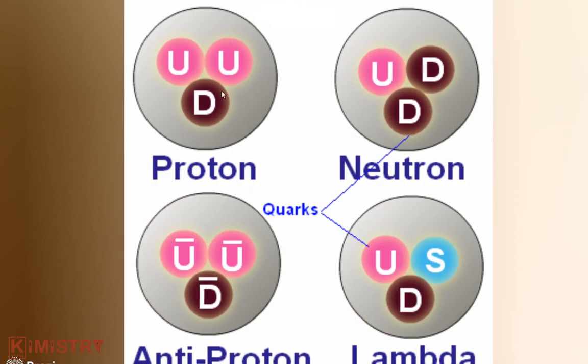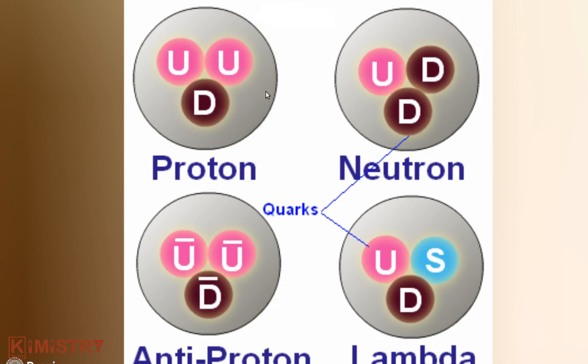So there's a proton. A proton is made up of two up quarks. Remember, the up quark has a plus 2/3 charge, and one down quark, which has a minus 1/3 charge. So plus 2/3 and plus 2/3 is plus 4/3, and take off 1/3, that gives you a plus 1 charge. The neutron is made out of an up quark, which is a plus 2/3 charge, and two down quarks, minus 1/3, minus 1/3. So added together, you get neutral charge.